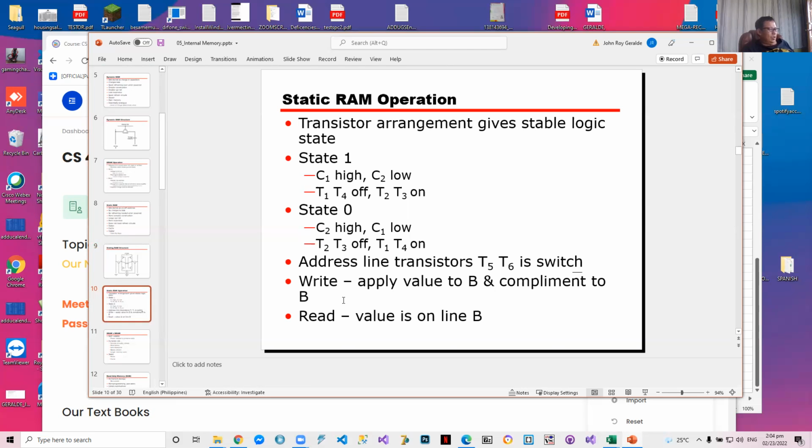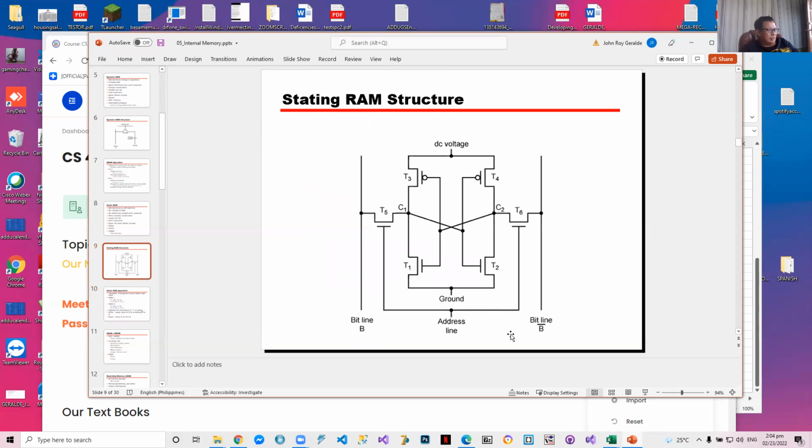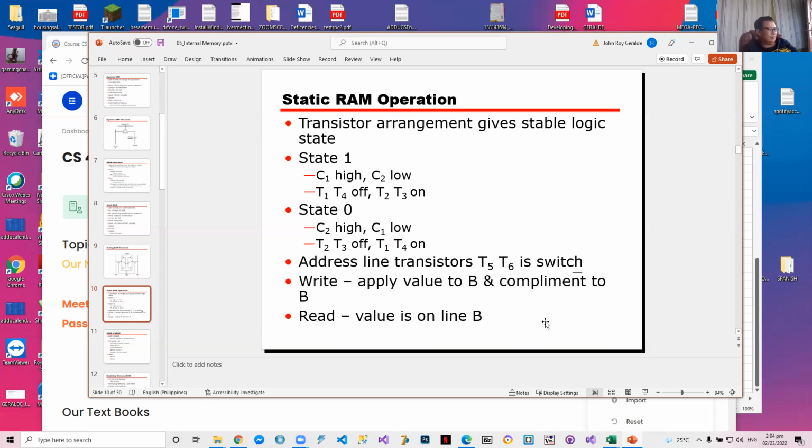Okay, so the value B and the complement of B. This is the value B and this is the complement of B. Do you follow? So during a write, the value must be applied to B and the complement of B. And during a read, the value line is on B.